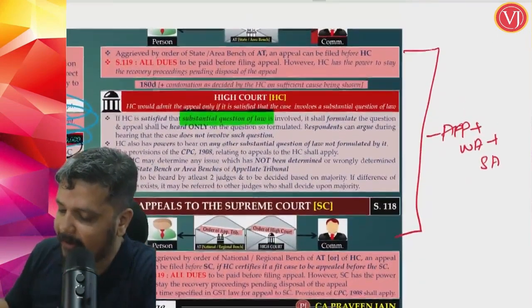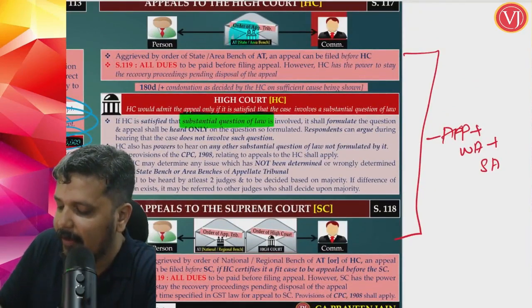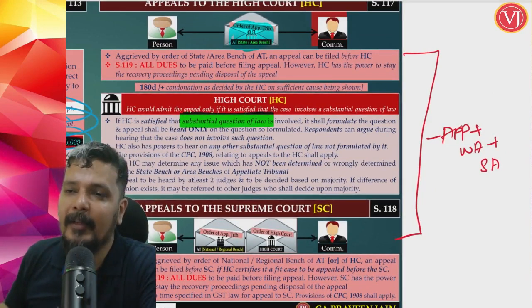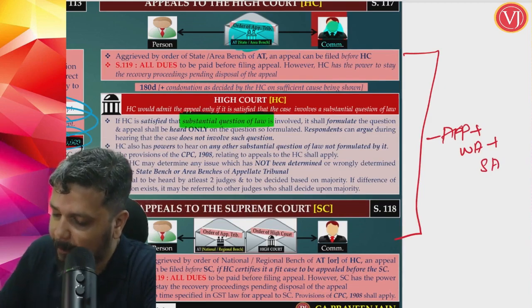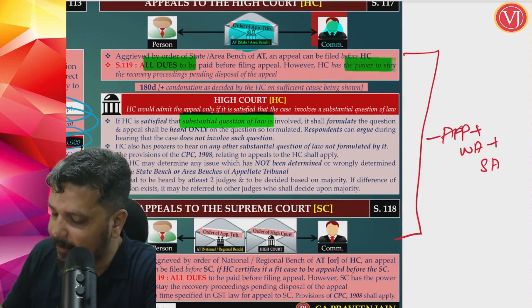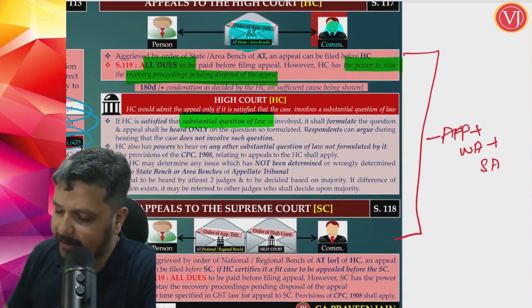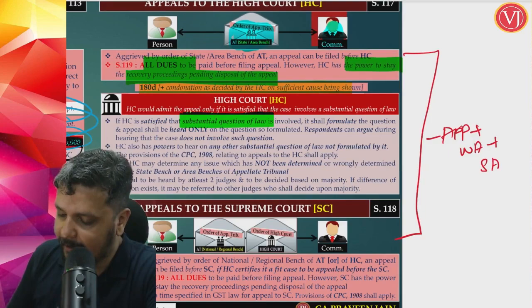Now, what matters will High Court take? High Court will take up the matters of the appellate tribunal being state bench or area bench, not involving the matter of place of supply. By default, you have to pay all the dues. But High Court has the power to waive the pre-deposit and stay the recovery proceedings. What is the time limit that we have discussed? 180 days plus extension, which is allowed by the High Court.